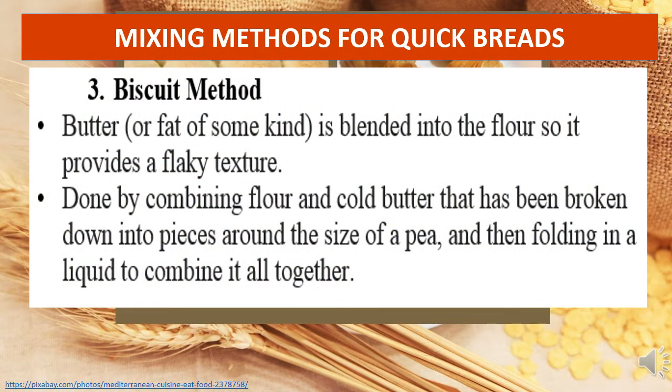Another mixing method for quick breads is the biscuit method. Fat of some kind is blended into the flour so it provides a flaky texture. Done by combining flour and cold butter that has been broken down into pieces around the size of a pea, then folding in a liquid to combine it all together.